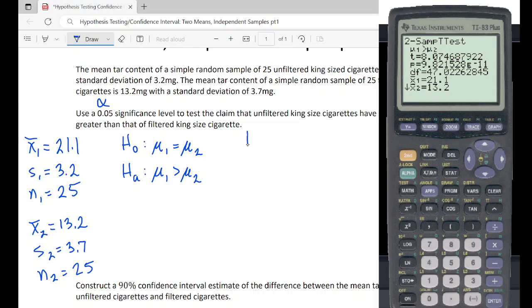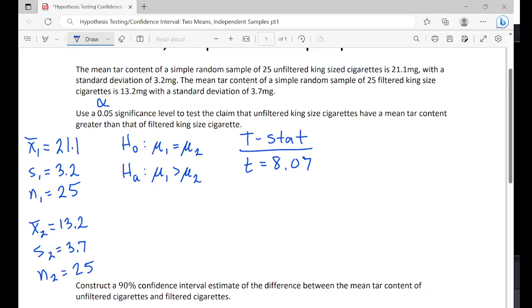So our test stat, our t-stat, is t equals 8.07. And I'm just going to move the calculator out of the way. And then p is equal to 0. And so I'm going to use the p-value method to test whether we are going to reject or fail to reject. So p is always compared to alpha, which is 0.05. So 0 is less than 0.05 in this case. And since the p is low, we must reject the null hypothesis.